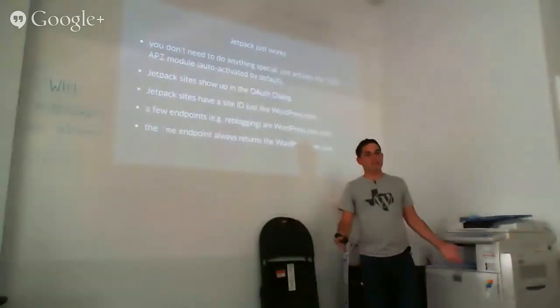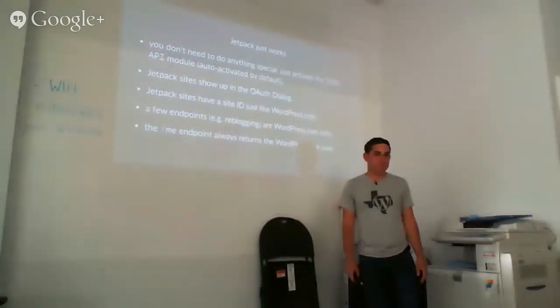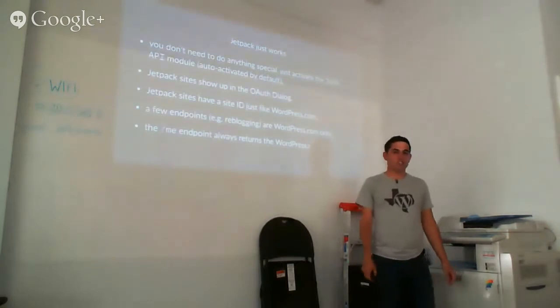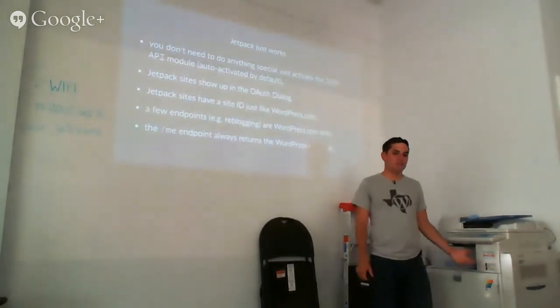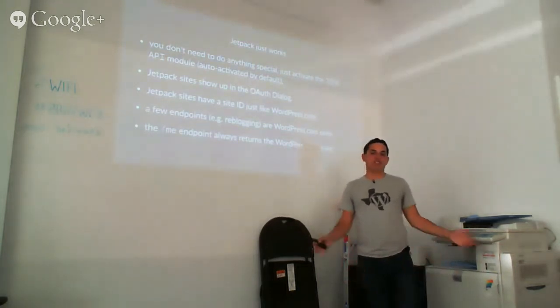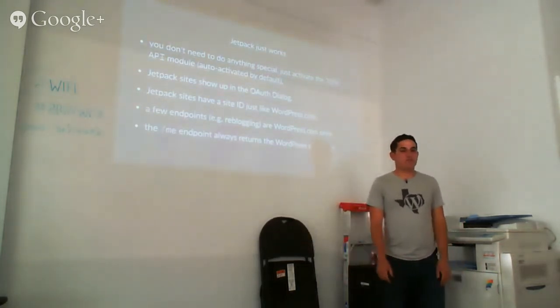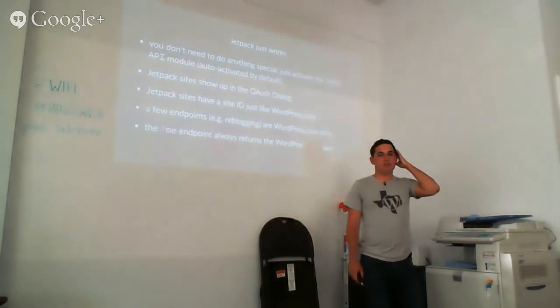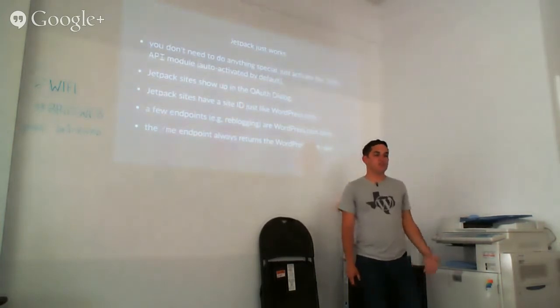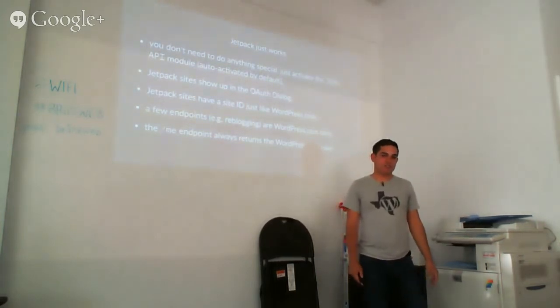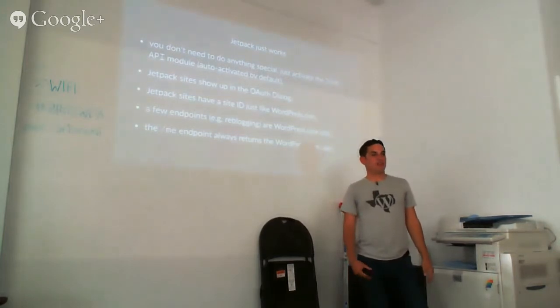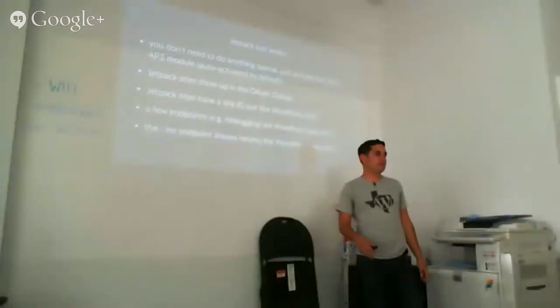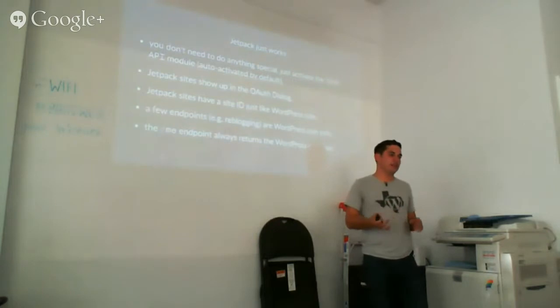The cool thing about this API is Jetpack just works. You don't need to do anything special. You can just activate the JSON API module, which is auto-activated by default, and it'll just work. As I mentioned before, Jetpack sites show up in the OAuth dialog, so you don't have to do anything special for that to just work. Just like a WordPress.com site, Jetpack sites will get an ID, so you can interact with it either by the URL or by the ID.